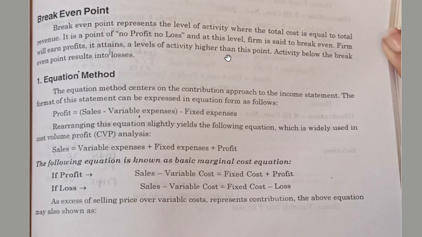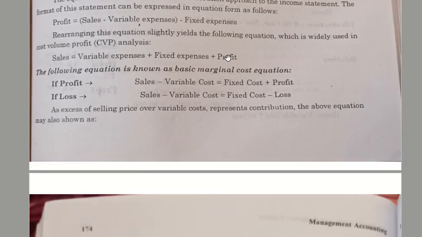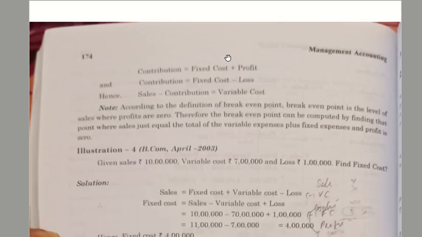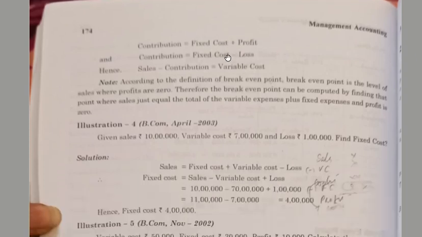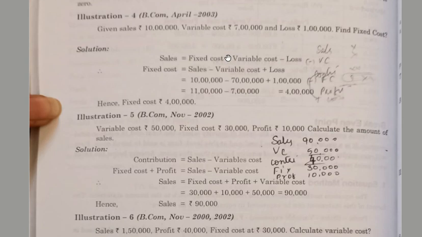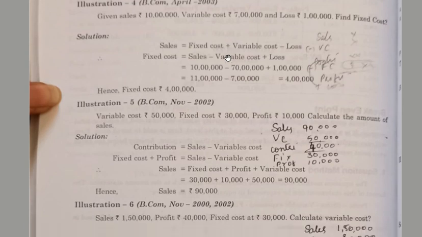So if profit, sales minus variable cost is equal to fixed cost plus profit. Okay, if there is a loss, it is sales minus variable cost is equal to fixed cost minus loss. So how do you find out contribution when there is a loss? Fixed cost minus loss is equal to contribution. When there is a profit, fixed cost plus profit is equal to contribution. So let's look into our next problem.